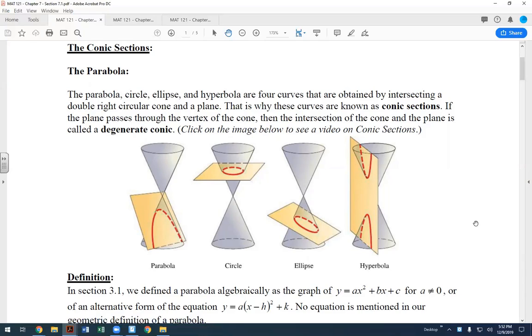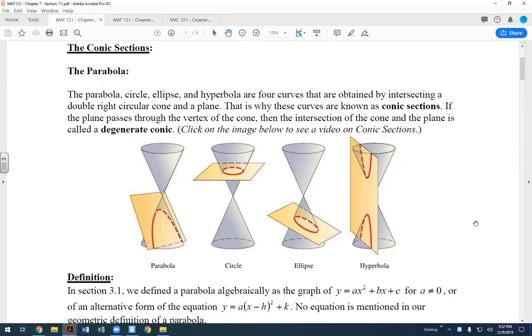An ellipse is basically, instead of horizontal, if you tilt that plane a little bit, but you're not going all the way to the end of the cone, then you're going to get an ellipse. And then, of course, a hyperbola will always have two parts to it. So it's basically vertically cutting through the double circular cone. And that's where you get the two branches of your hyperbola.